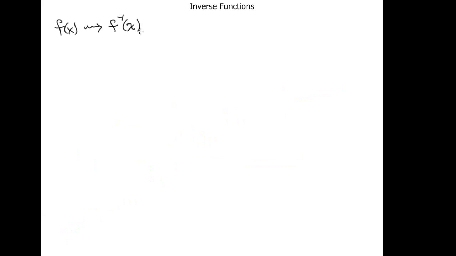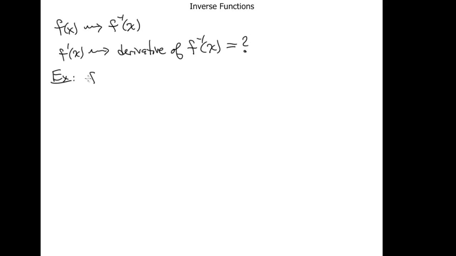Okay, so if you have a function that's invertible, you get this inverse function, f inverse of x. And let's look at the derivative of f of x. What can you tell me? Suppose you know the derivative of f of x. What can you tell me about the derivative of f inverse? What's the derivative of the inverse function look like?